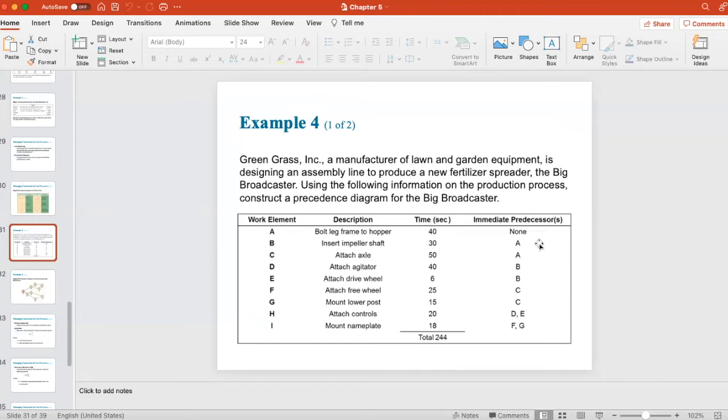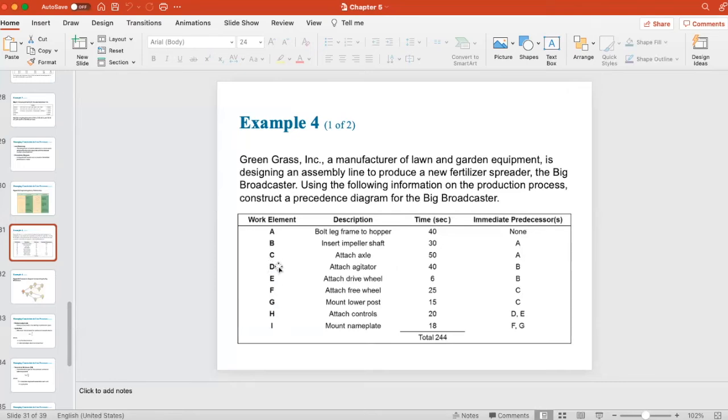Very simple. It indicates that basically we can start working on work element B only when A is completed. Okay, only when A is completed. Now, for work element C, still the same thing, right? Basically it indicates that you can start working on work element C only when the work element A is already completed.